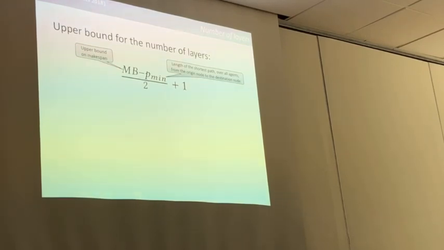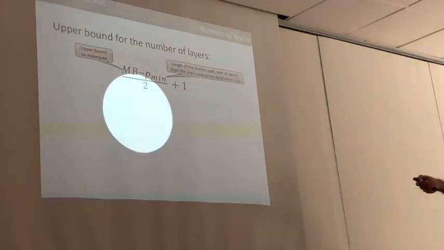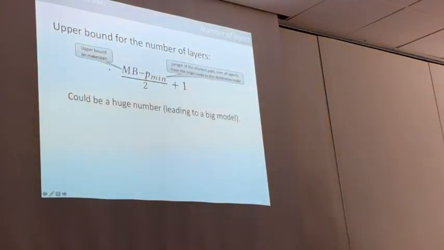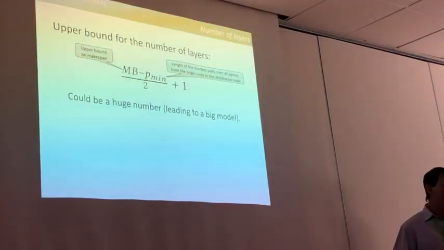Okay? So this is the upper bound, and we actually proved that it's not possible to find a better one. So this is the number of layers we need to introduce. It depends on how we estimate the makespan. So this could really be a huge number.